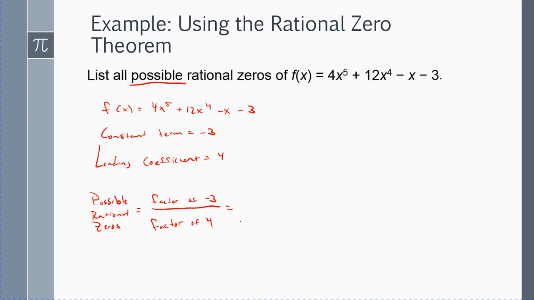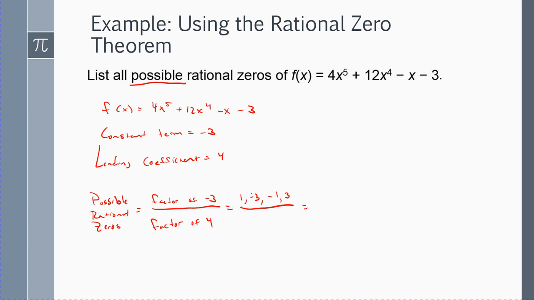Okay, so you have to think: what do I mean by factors? What numbers multiply together to get you minus 3? Well, you could have 1 and minus 3, or you could have minus 1 and 3. Those are all numbers that multiply together to get you minus 3.